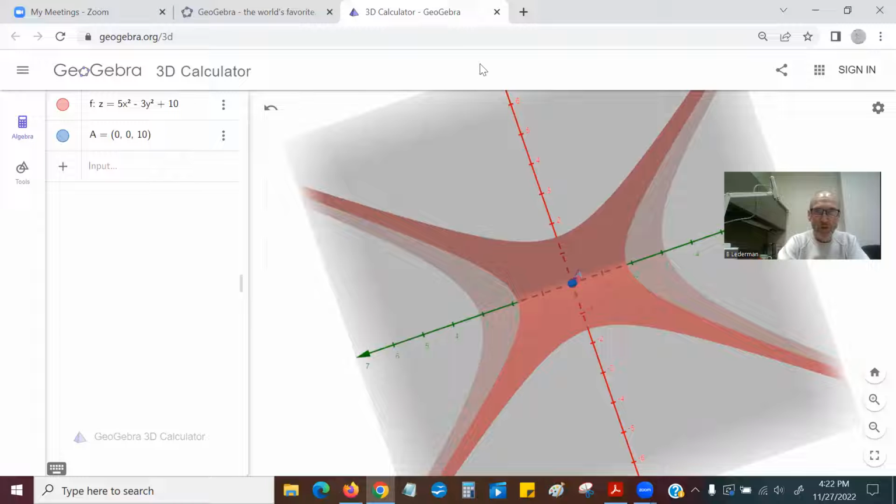So I'm going to switch cameras. I'm going to stop the share and switch cameras right now. I'm going to show you how I got this point. Let's go to my camera. Here we go.